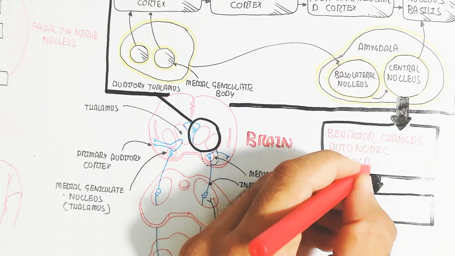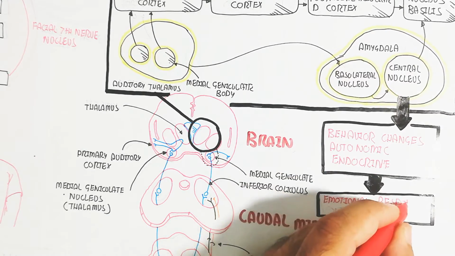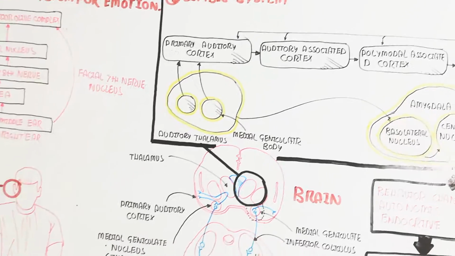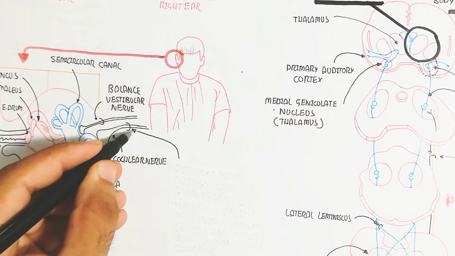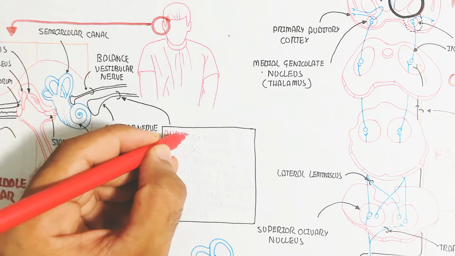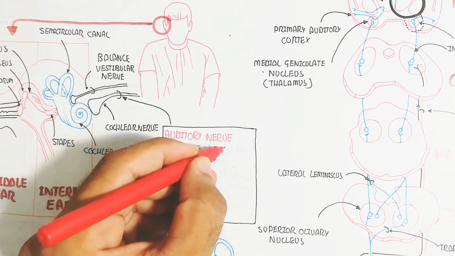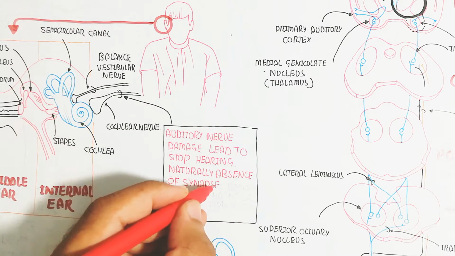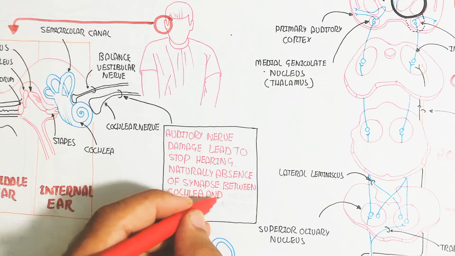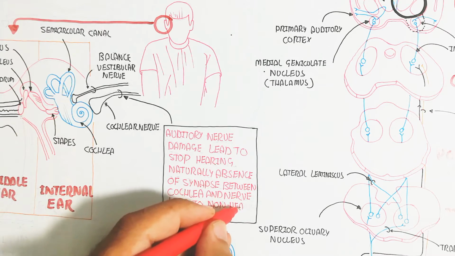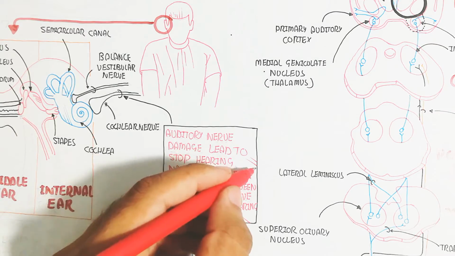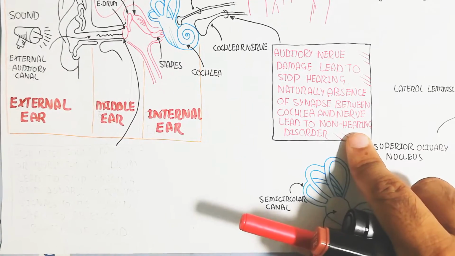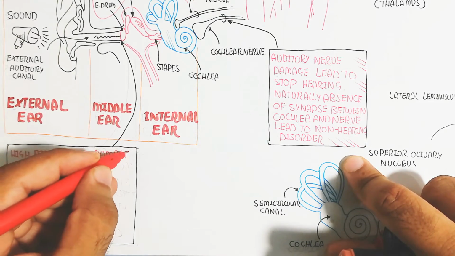and polymodal associated cortex, and transmits the signal to the central nucleus for behavioral changes, autonomic changes, endocrine changes, and emotional response, the control system for hormonal changes during puberty, the voice of the female or male. Here, auditory nerve damage leads to stopping of hearing. Naturally, absence of the synapse between the cochlea and nerve leads to a hearing disorder. On the other hand, if a high-pitched sound damages or bursts the eardrum, hearing stops, because the vibration is unable to transmit the signal to the brain, leading to absence of the hearing of sound.